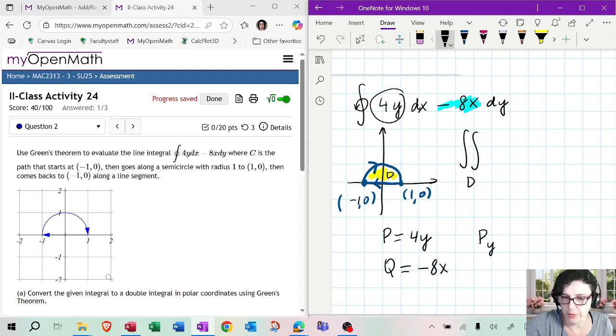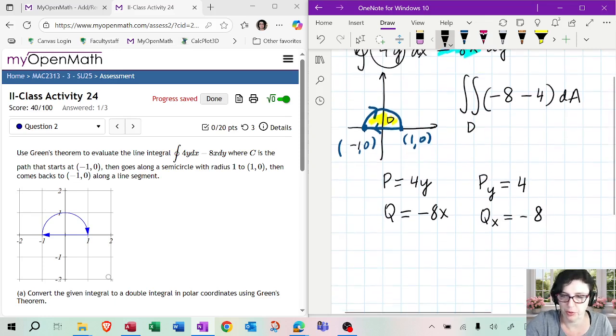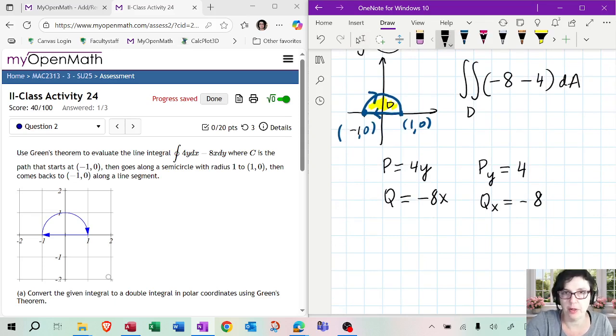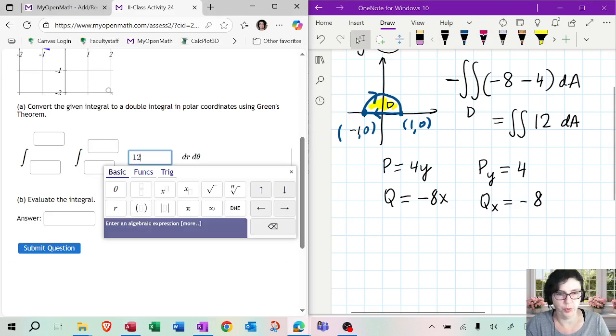So let's compute P with respect to y, which is just 4. And Q with respect to x, which is just negative 8. So we do Q with respect to x, which is negative 8, subtract P with respect to y, which is 4. And then we are integrating over this half of a circle, right? Now, this is going to be correct if it were counterclockwise, but because it is clockwise, we are going to attach a minus here. So this is actually a double integral. This is negative 12, but it'll be positive 12. Okay, so we are going to go ahead and just put 12 over here.